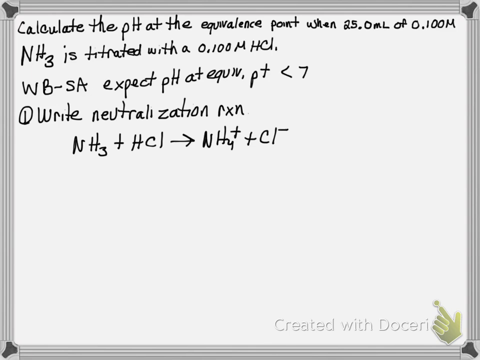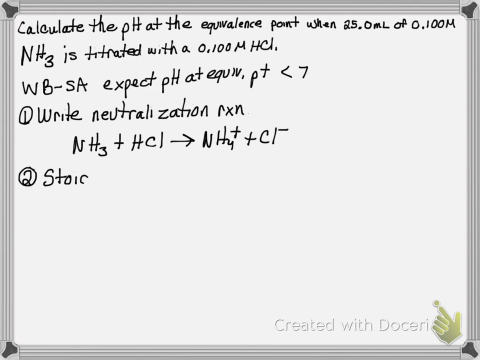Now, ammonium is itself a weak acid. It is the conjugate acid of the weak base NH3. So if NH3 is a weak base, its conjugate acid is also a weak acid. And then I'm also going to get Cl minus. Now, Cl minus is the conjugate base of a strong acid, so it does nothing. There's no way that it could act as a base at all. Cl minus is not going to have any effect on the final pH.